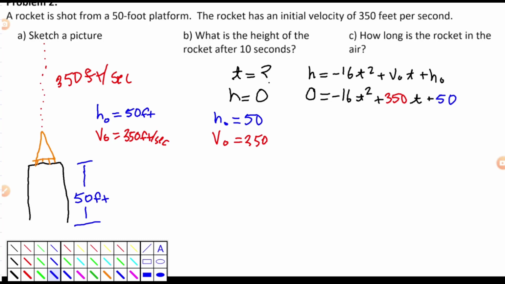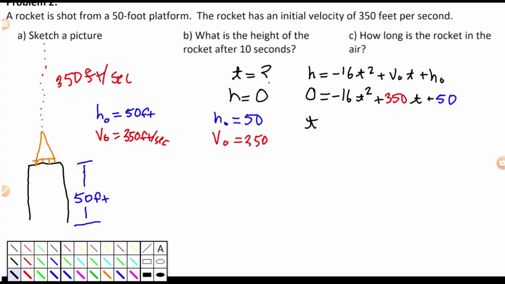Now, if you want, you can try factoring. I don't know, I wouldn't even try that. Completing the square may be another good way to try. I don't want to do that. When I see numbers like 350 in here and negative 16, I'm thinking I'm just going to use my quadratic formula. So let's use that. So we're going to say, let's solve this.